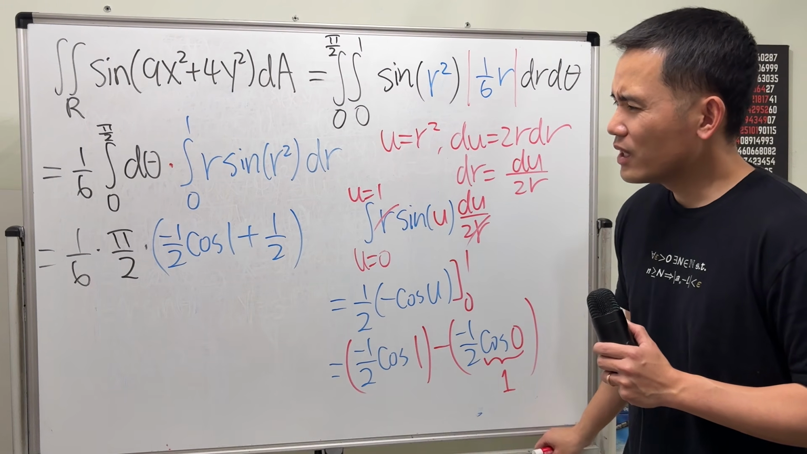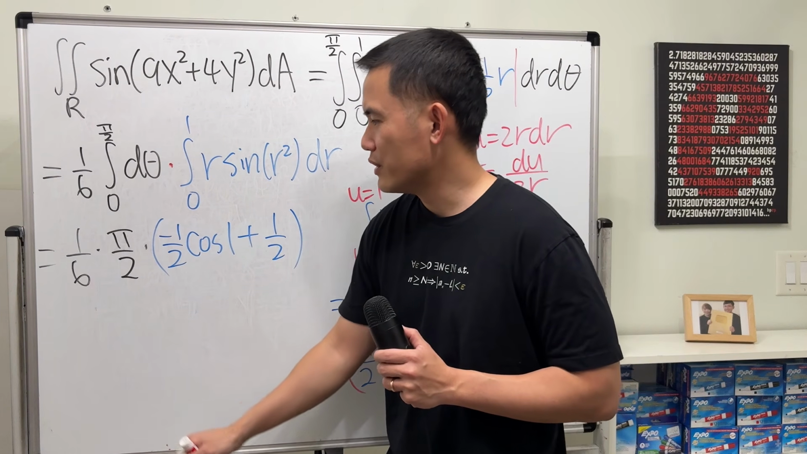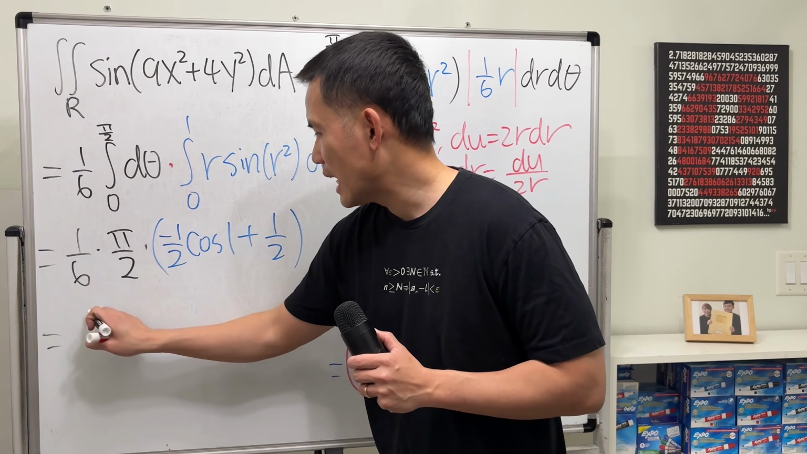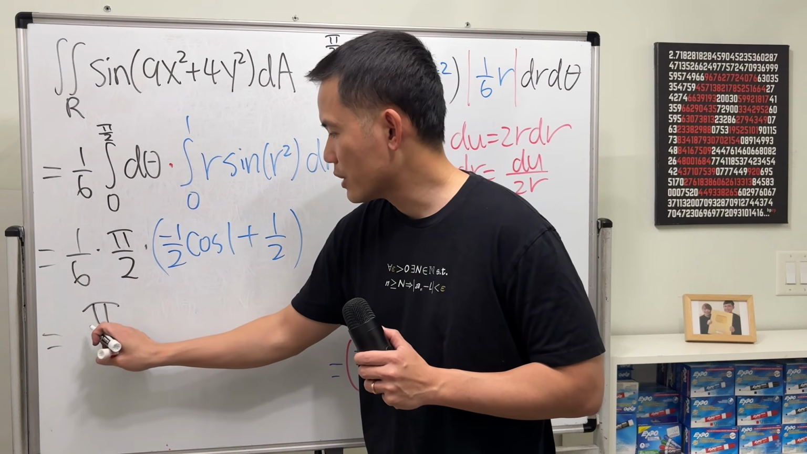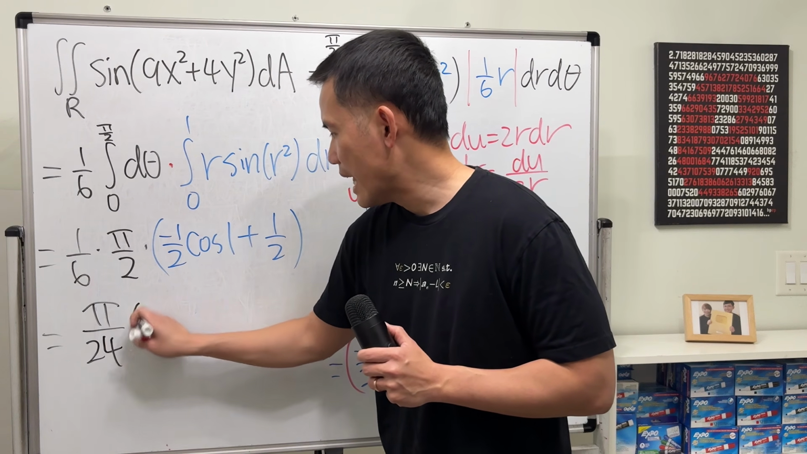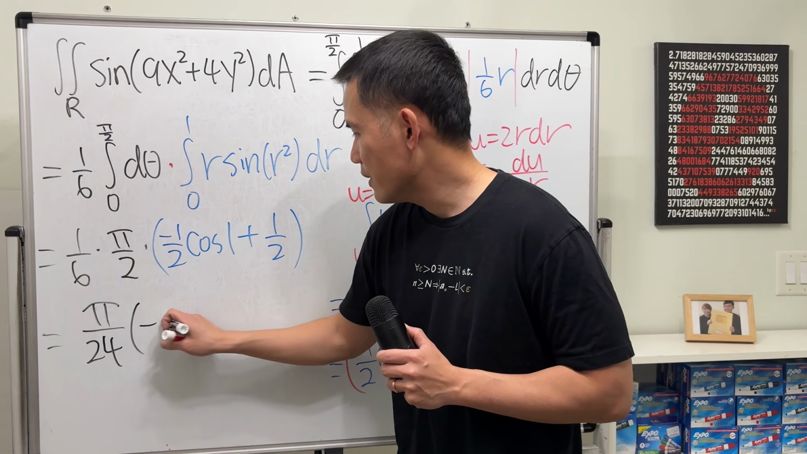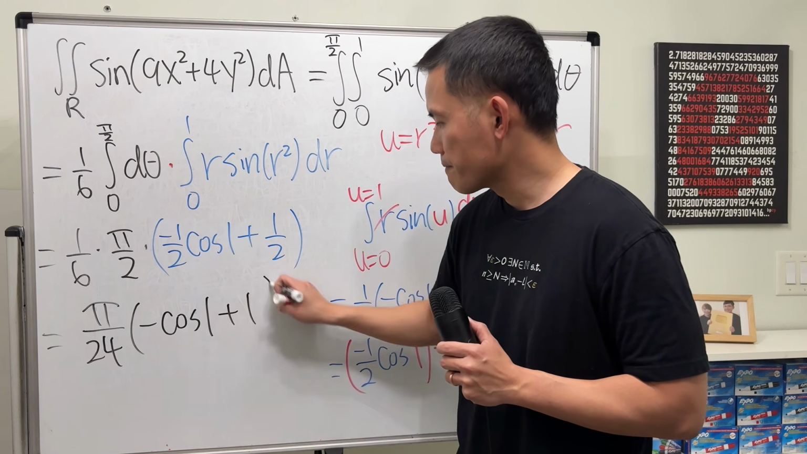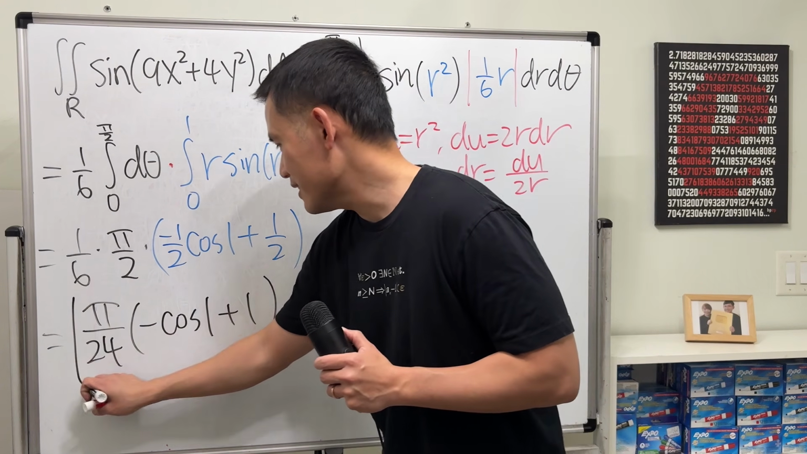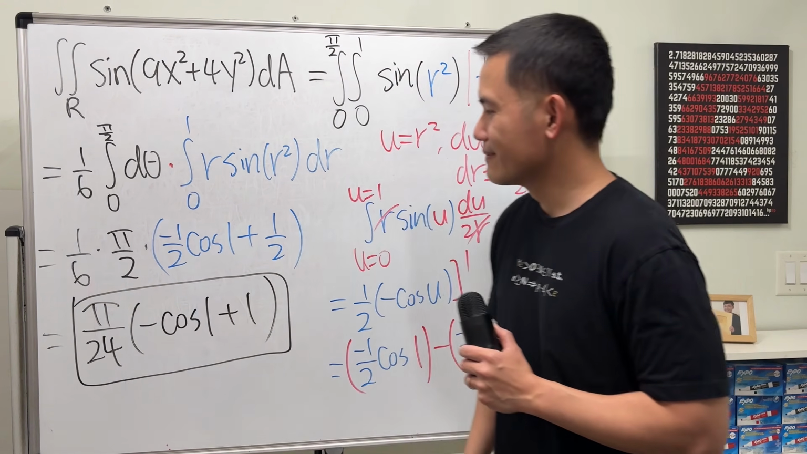And then finally, you can just factor out the 1/2 and then multiply everything. Pi on the top, 2 times this 2, and then times 6, altogether we get 24. And then this right here, we have negative cosine of 1, and then plus 1. Yep, just like this. And we're done.